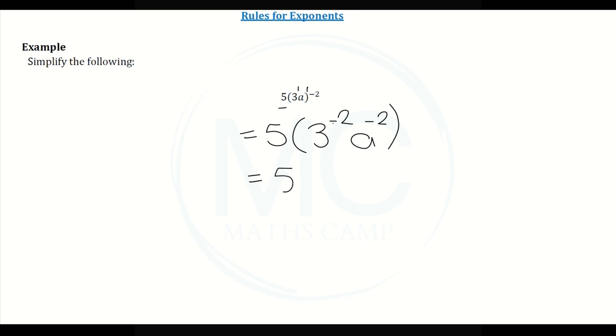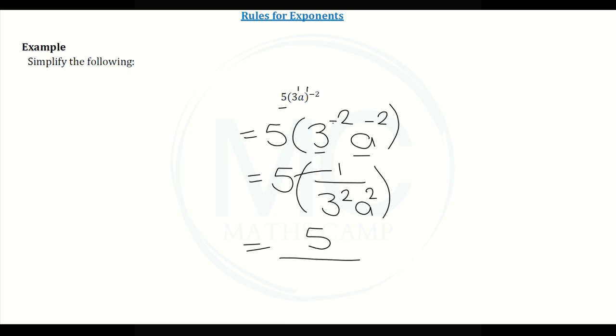So we have 5 outside, open our bracket, 1 over, let's move our 3, and we get 3 squared. Then we move a, and we get a squared. Finally, we can expand our bracket, and we have 5 multiplied by 1, which gives us 5, over 3 squared, which is 9, a squared.